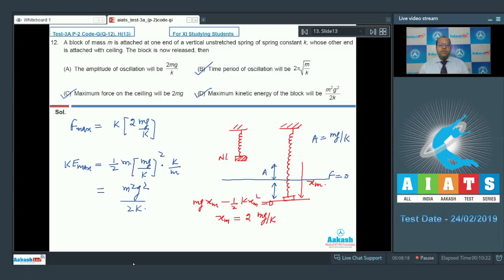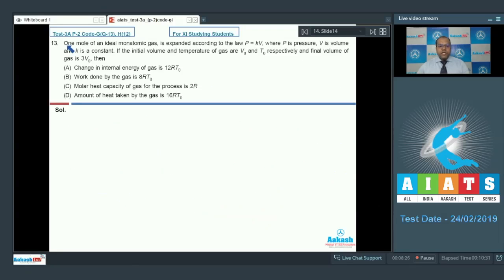Let's move to question number 13. In question number 13, 1 mole of an ideal monatomic gas is expanded according to the law P is equal to kV, where P is pressure, V is volume and k is constant. If the initial volume and temperature of the gas are V0 and T0 respectively, and the final volume of the gas is 3V0, then we have to check the validity of the given options.